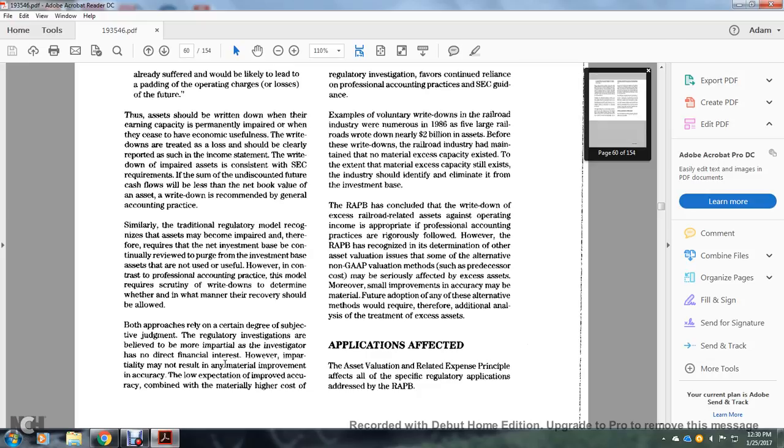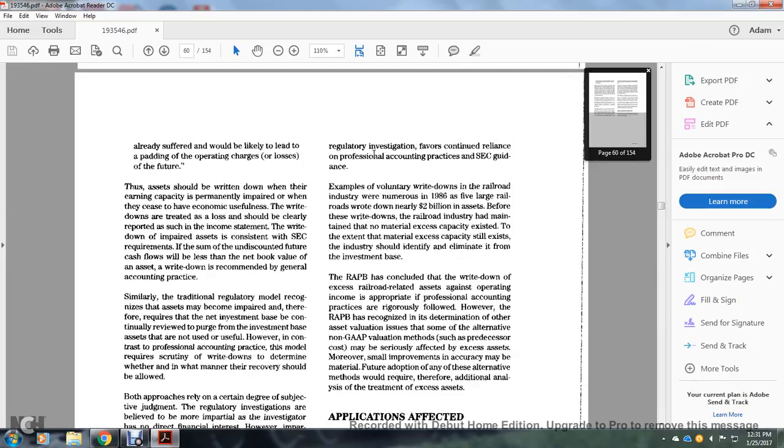However, in contrast, professional accounting principles require scrutiny of write-downs and determining whether or in what manner recovery should be allowed. Both approaches have a certain degree of subjectivity, and regulatory investigation was believed not impracticable. Investigators' financial interest may only partially result in material improvement in accuracy. The low likelihood of improving accuracy is combined with materially higher costs.